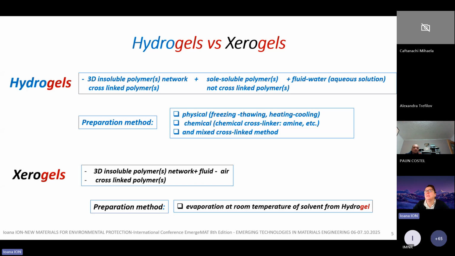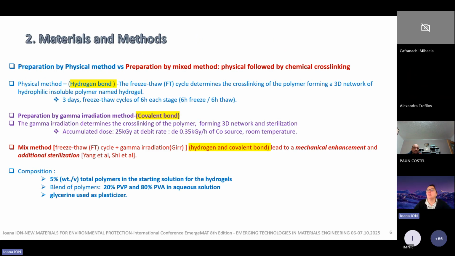The most important in this field are hydrogel and xerogel. The difference between hydrogel and xerogel is that the insoluble polymers, this means the not cross-linking polymers, are not present in the xerogel, and the fluid is water for the hydrogel and air for the xerogel. Materials and method.